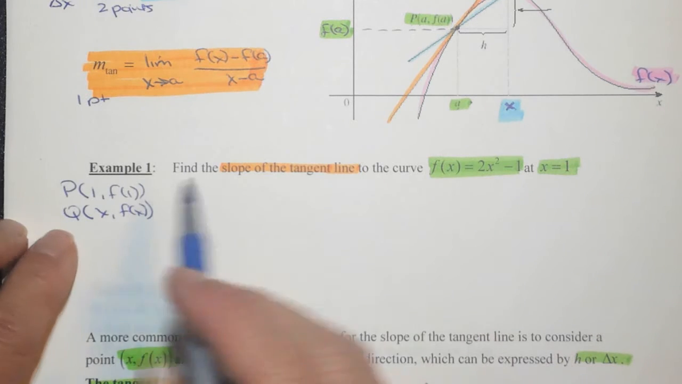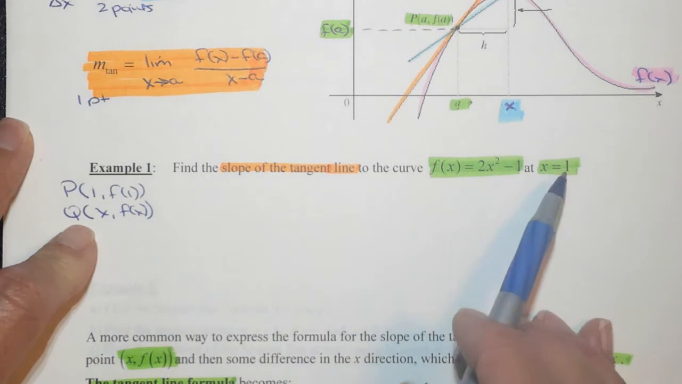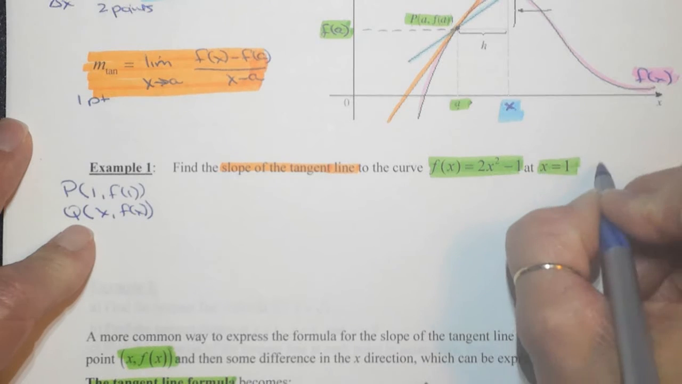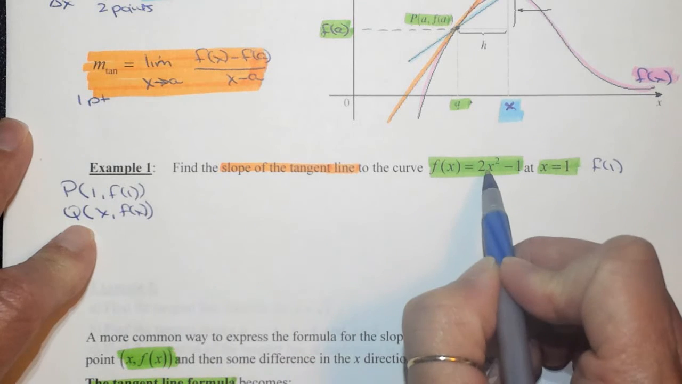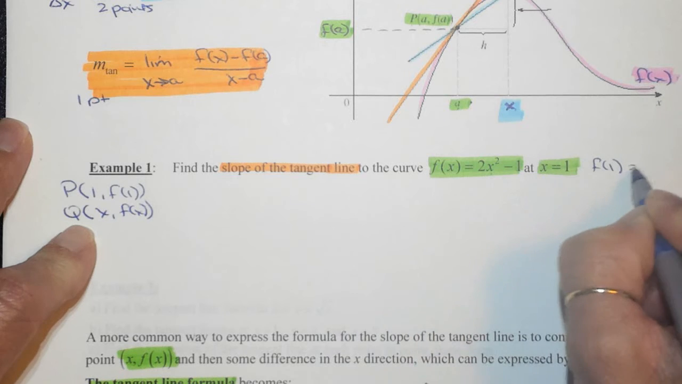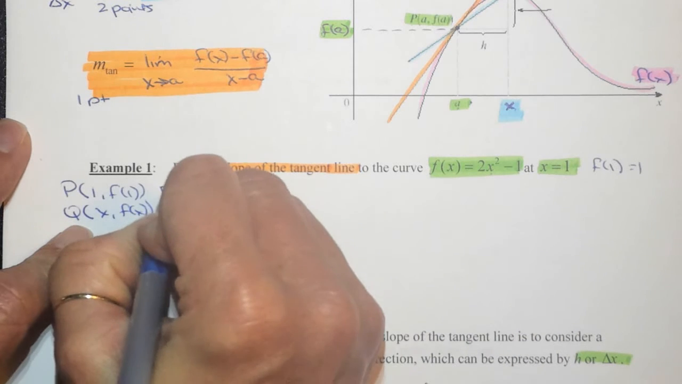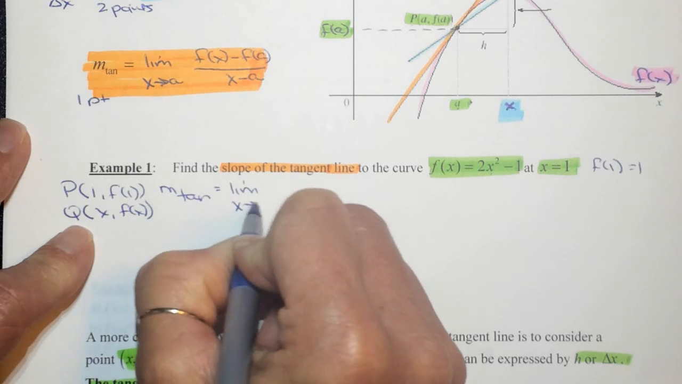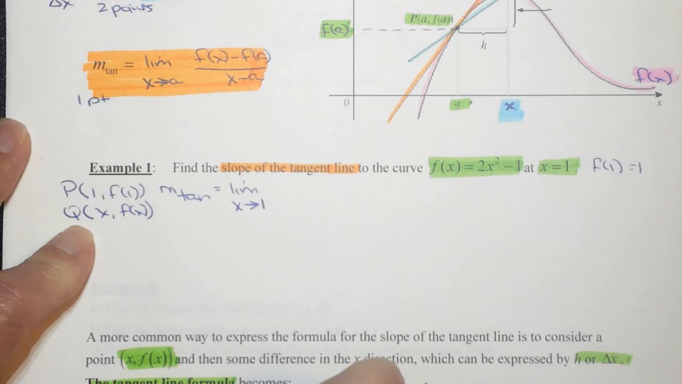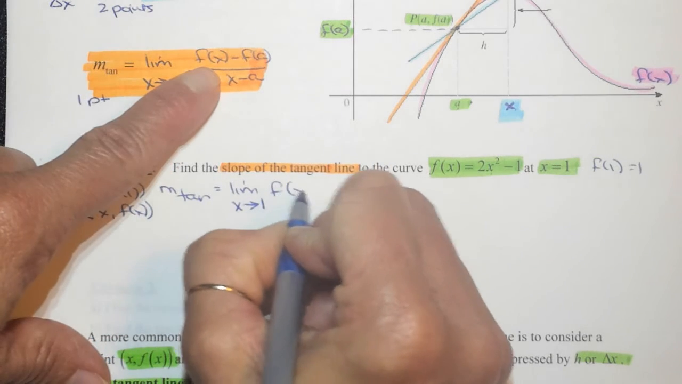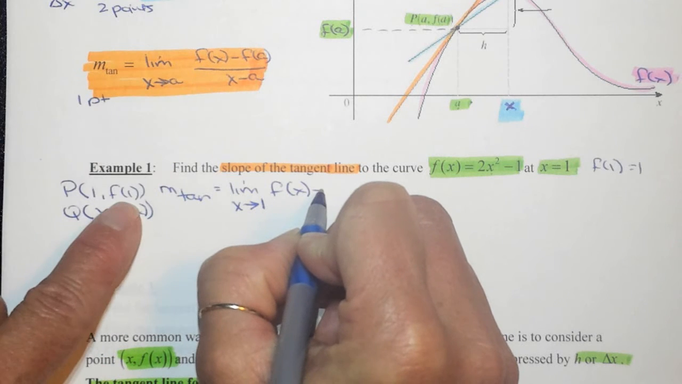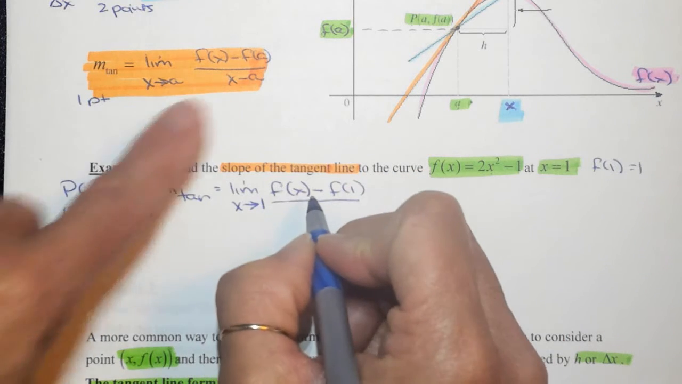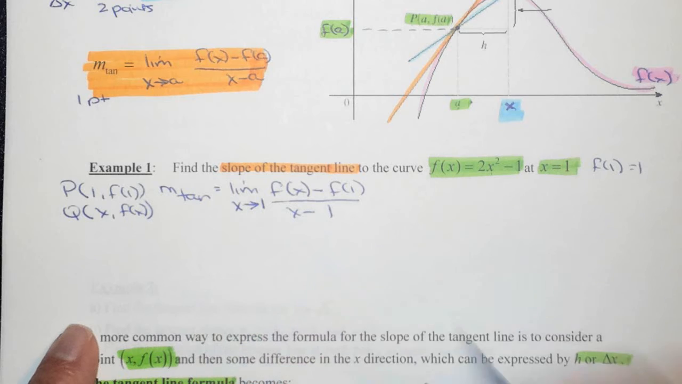So we're going to use this formula because we only have 1 point. We need to find f of 1. When we evaluate f of 1, that's my y value. 2 times 1 squared is 2, minus 1, just so happens that it's also 1. So to find the slope of the tangent line, this is equal to the limit as x approaches 1 of f of x minus f of a, which is 1, so it's f of 1, all over x minus my a value, which is 1.